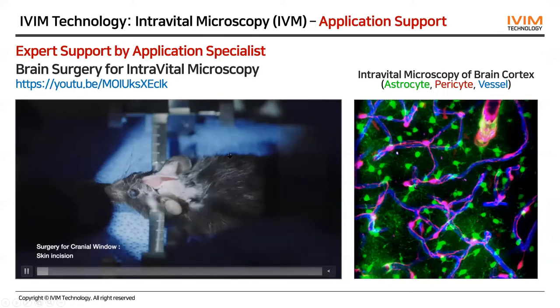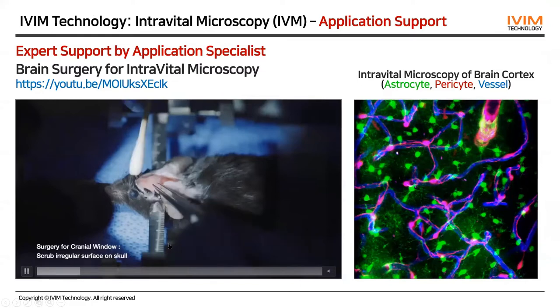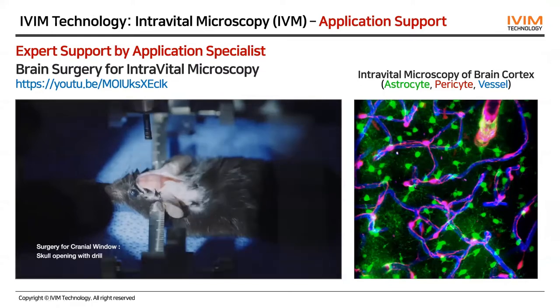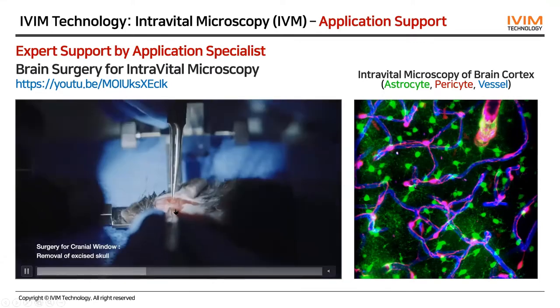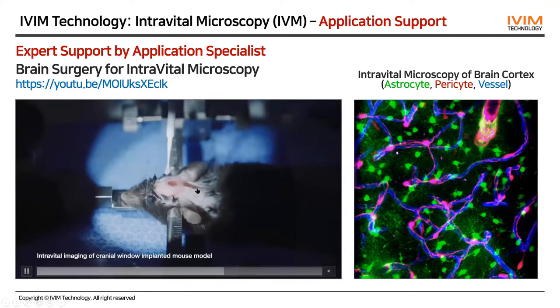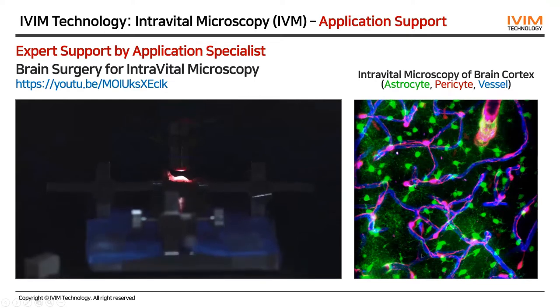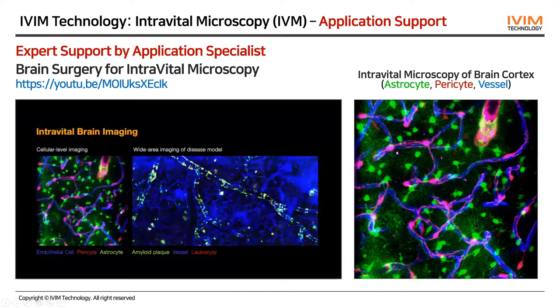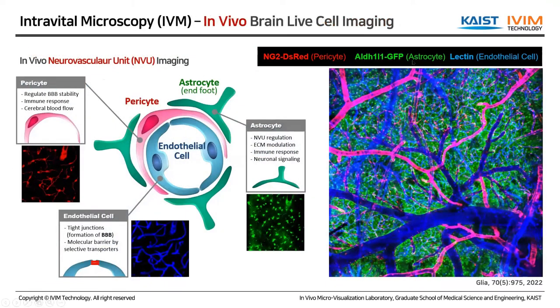And then for the brain, the cranial imaging window is a very standard technique. Again, this is an education video we uploaded in our YouTube channel. So we remove a small part of the skull, and then put the glass, and then use UV epoxy to seal the area. And then in this setting, we can image the individual cell inside the brain cortex, like this. In this particular example, we image the astrocyte and pericyte. Pericyte in red color and astrocyte in green color, and endothelial cell in blue color.